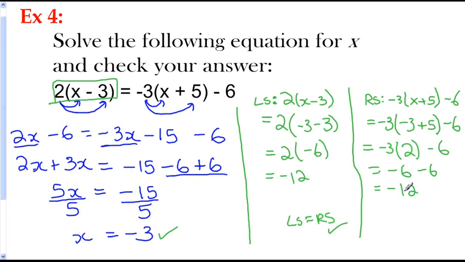Okay. If these are not the same, if the left side is not equal to the right side, it either means you made a mistake here in the substitution, or it means your answer is wrong. So I would first check your checking, and then if you're sure this is right, then I would go back and check this part and make sure that your solution is in fact correct.